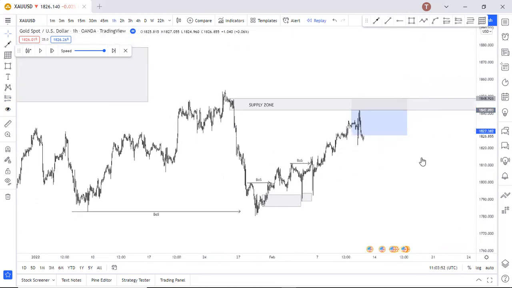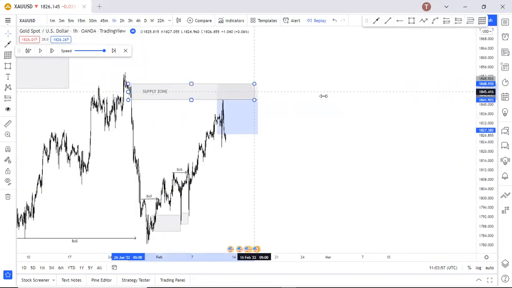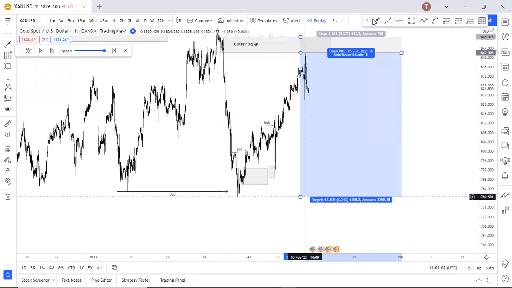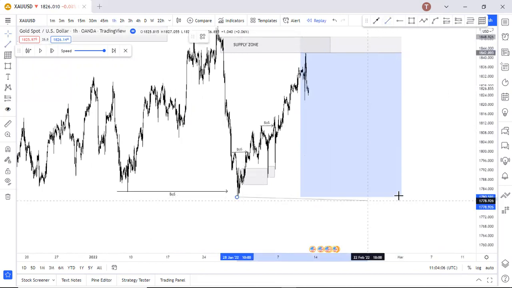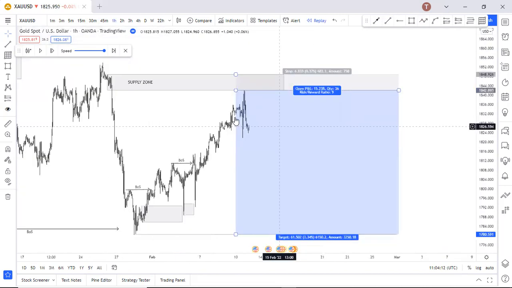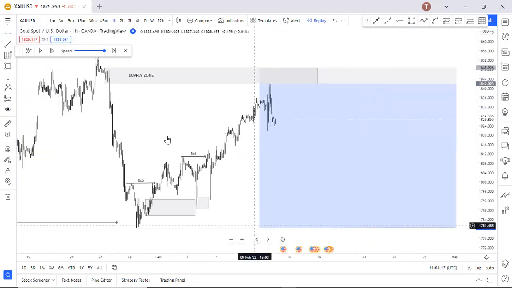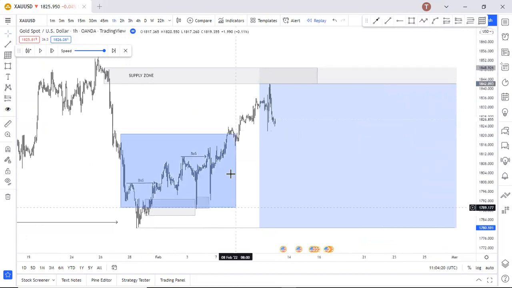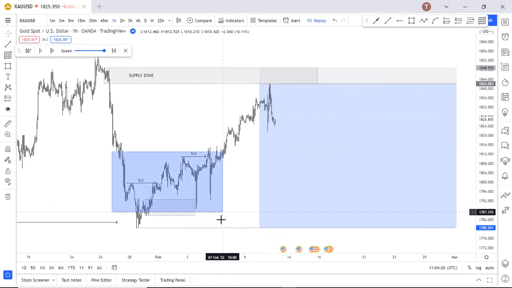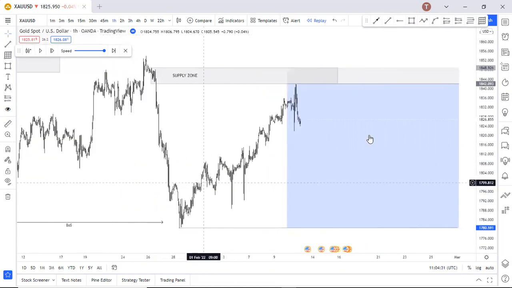I had my buy limit set, and right now I am in a sell trade on gold, and I'll be looking to take profit at this low, because we have now tapped into this supply zone. So I'm presently in the trade, and I'll be taking my profits right here. So this is how to use demand zones, supply zones, and break of structures to look for trades and execute profitable trades in the forex market.